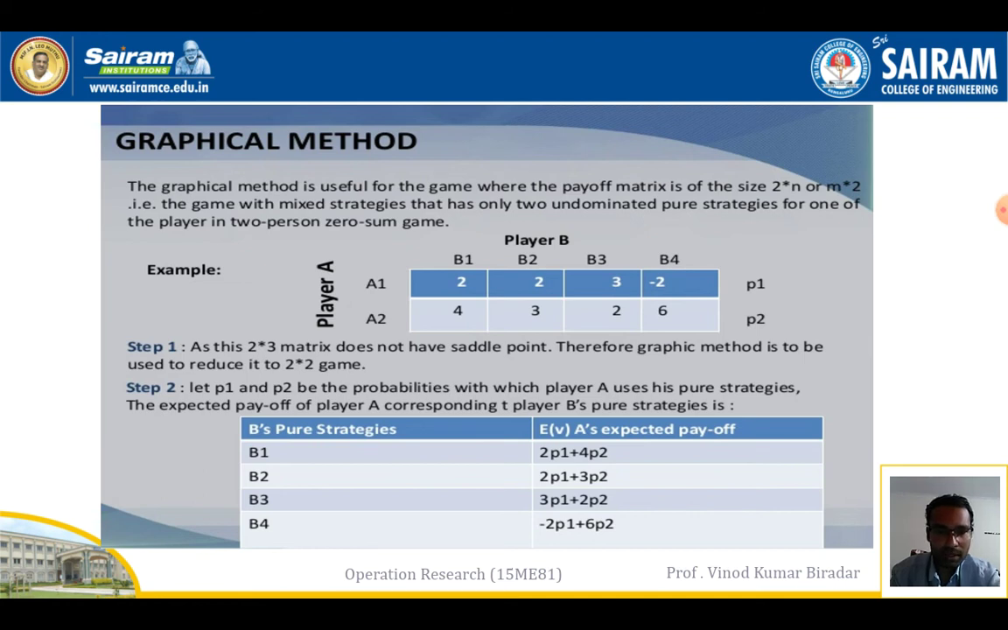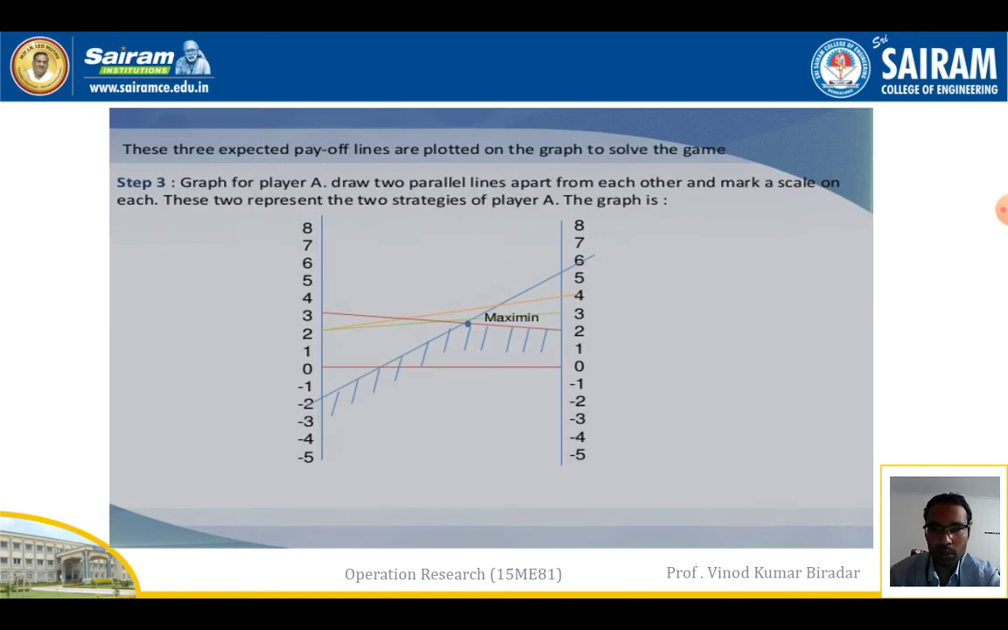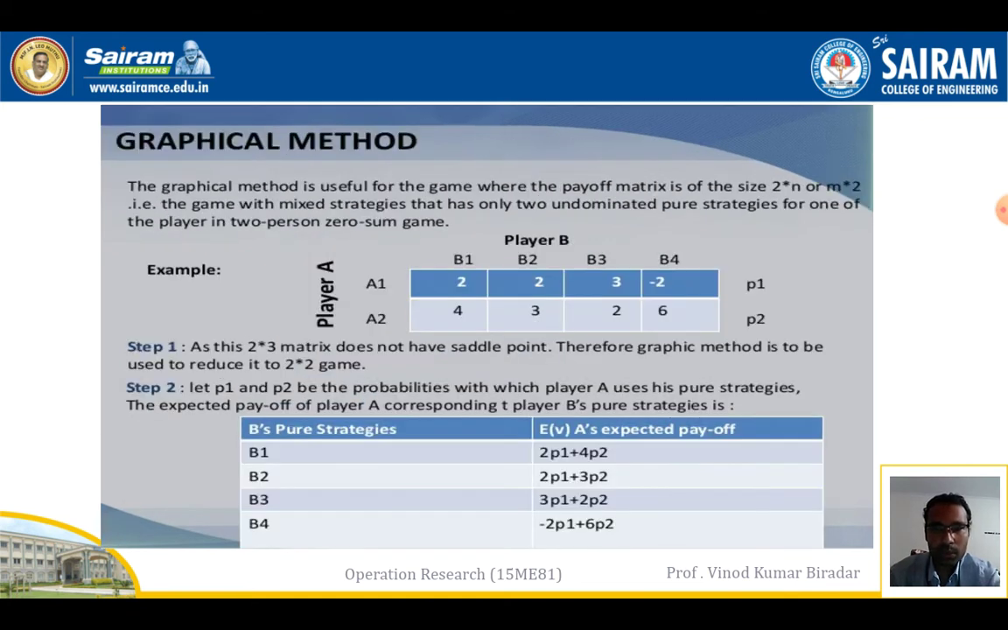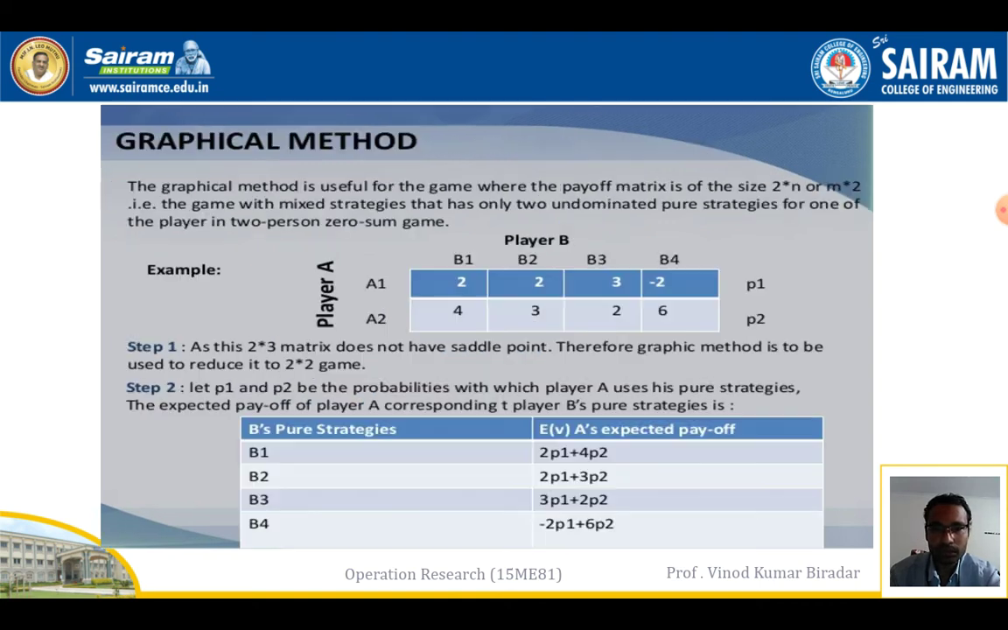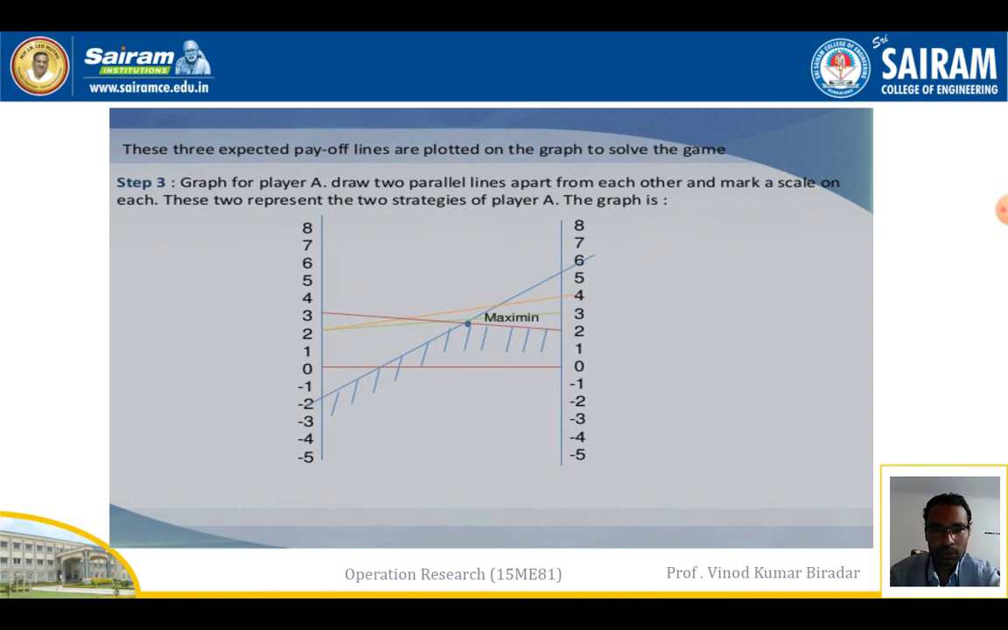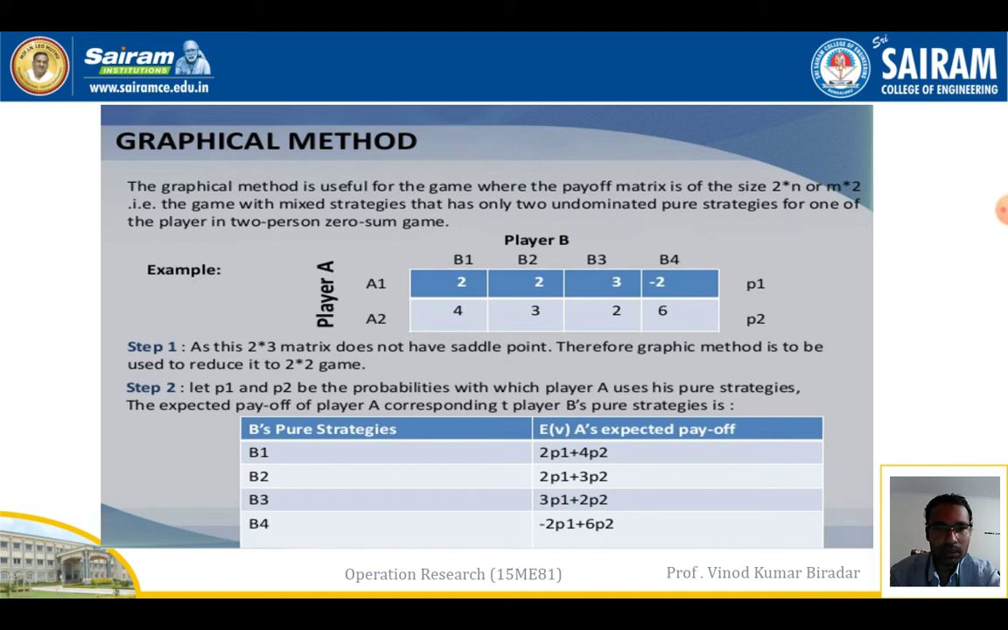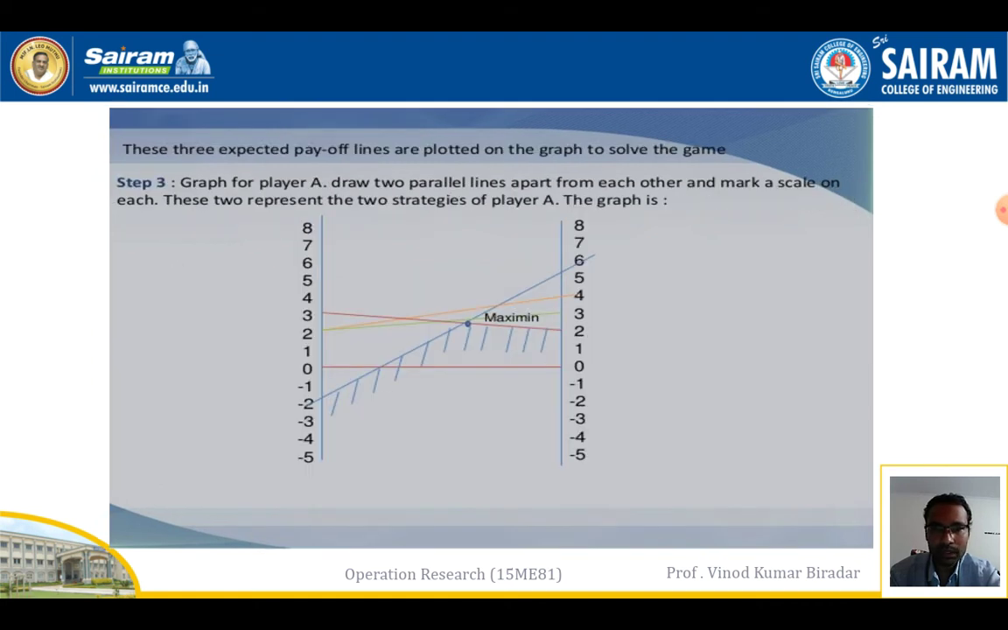For 2 plus 4, p1 is 2 and p2 is 4. Both are positive, 2 and 4. For B1, 2 and 4 are both positive, so p1 is 2 and p2 is 4. Just draw the line from 2 to 4 and join it. Next, B2 is 2 and 3, both positive, again join 2 to 3. It is also over. Next, the third, B3 is 3 and 2, both positive, so 3 and 2, just join.